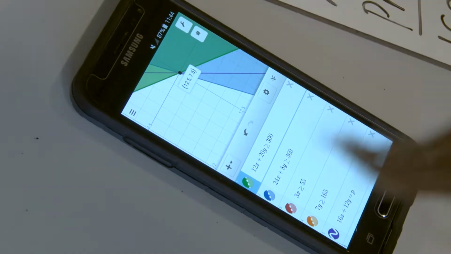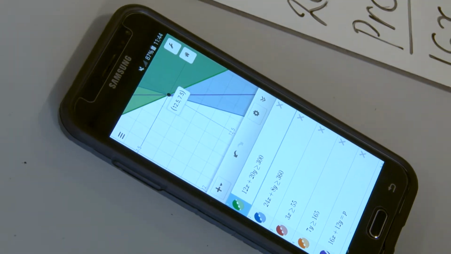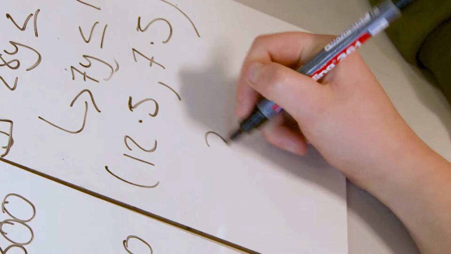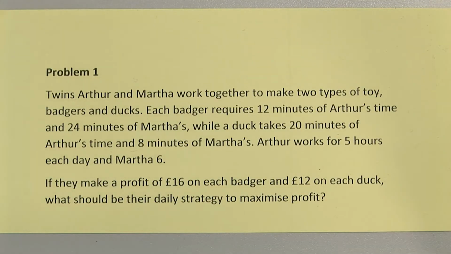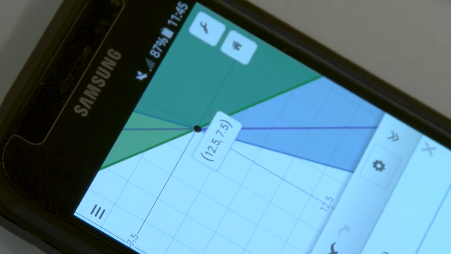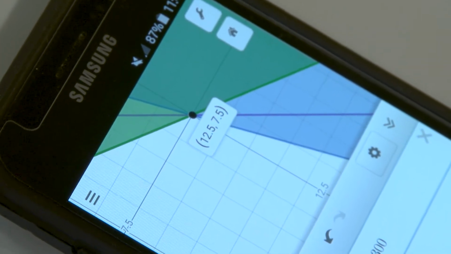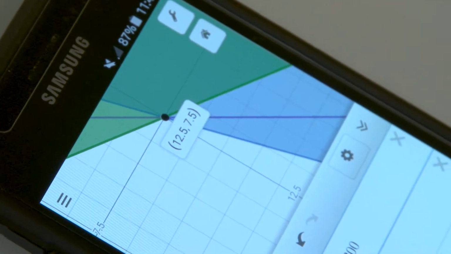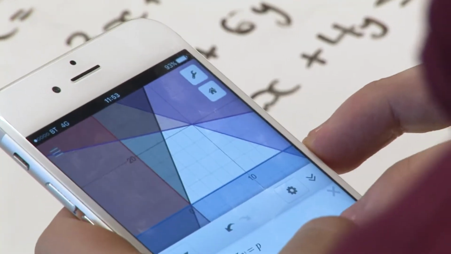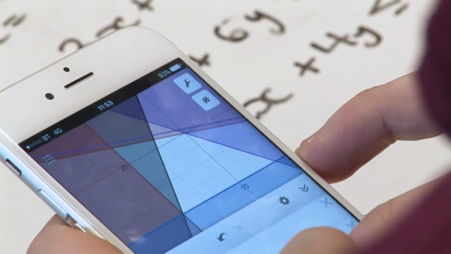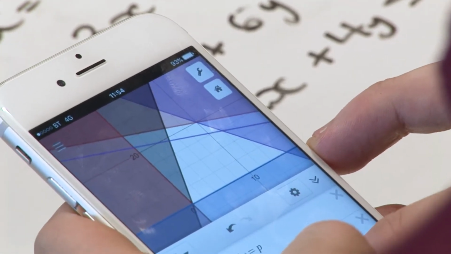Yeah. 12.5, 7.5. See, that's the x value, that's the y. So what's the solution to the problem? How many badges should they make every day? Well, we can't have half numbers, right? So we're going to have to take that to the whole integer. Okay, have a think about how you might get around that. Is that right? Is it 10, 20? Is it 10, 20? Yeah, they're both, there's parallels.